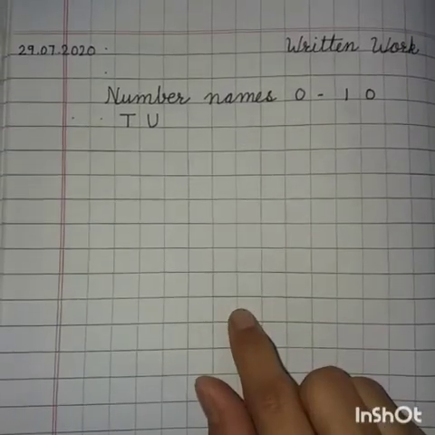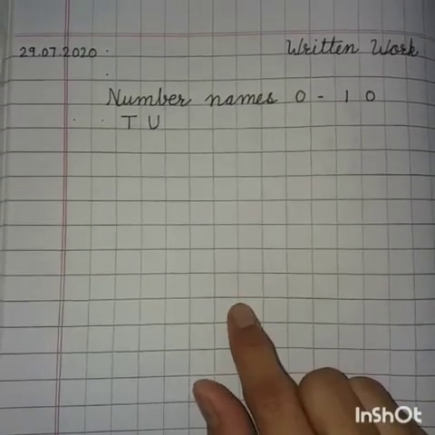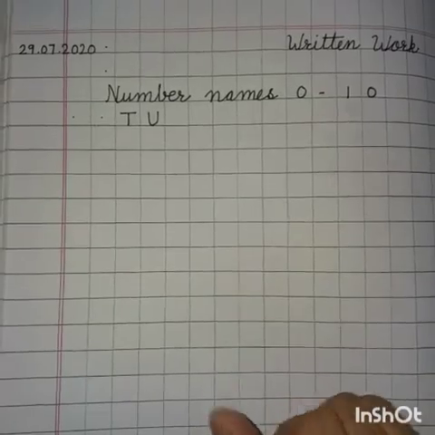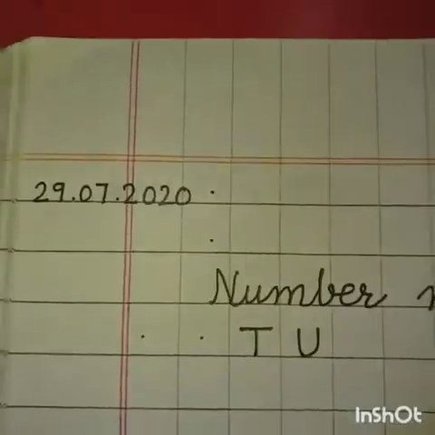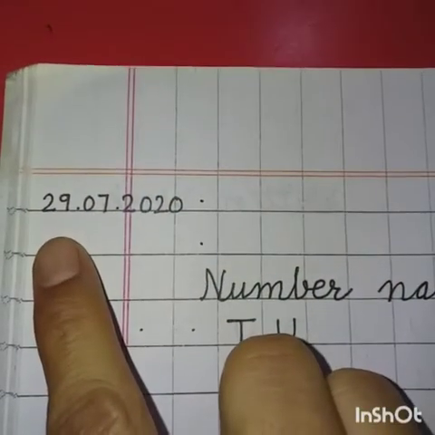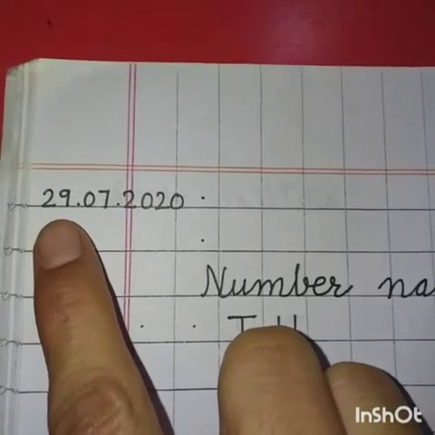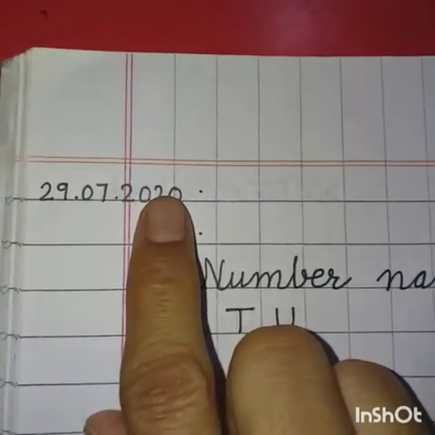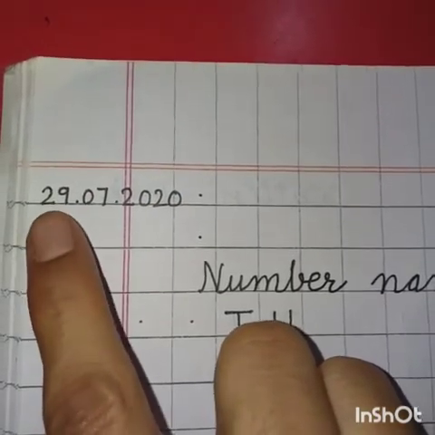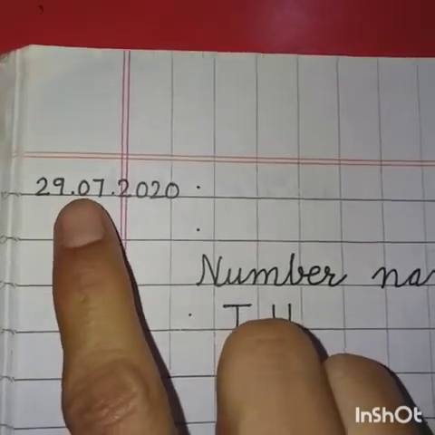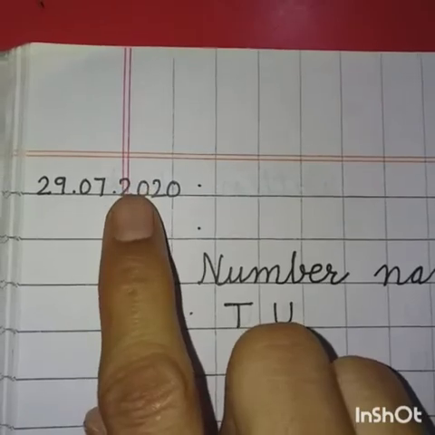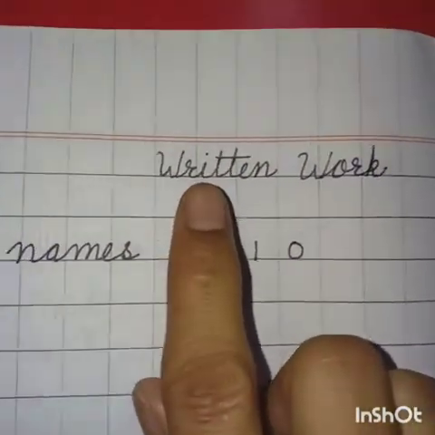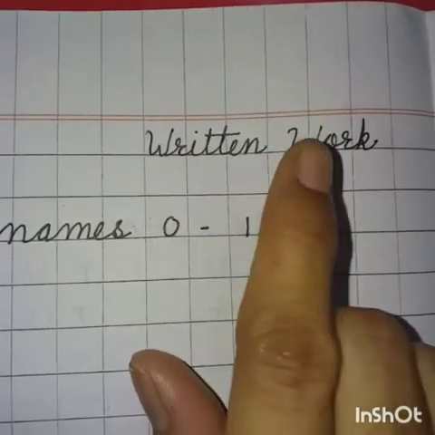Take out your maths notebook, sharpen your pencil and get ready for the written work. Mention today's date. Today is 29th of July 2020. We should write it this way: 29.07.2020. Right side, we will write written work.